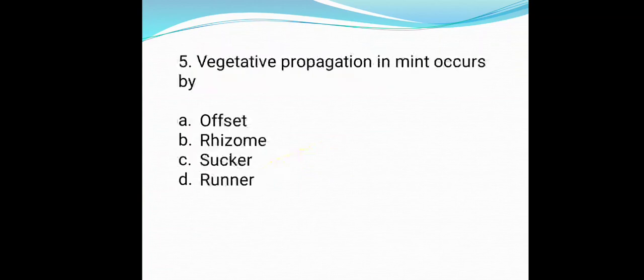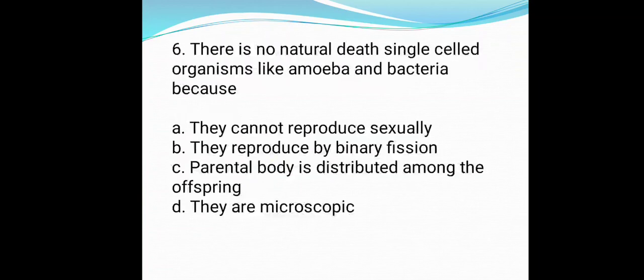Vegetative propagation in mint occurs by. In mint, vegetative propagation occurs by option C, that is sucker. A sucker is a slender subaerial branch which develops from the base of the aerial shoot, and breaking of this forms a new plant. So the correct answer is option C, sucker, in the case of mint. Let us see the next question.